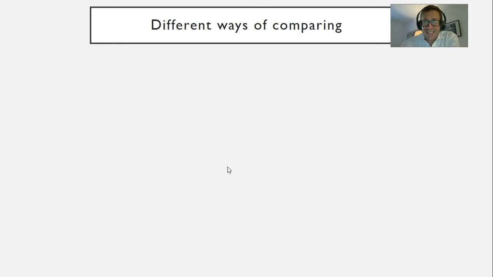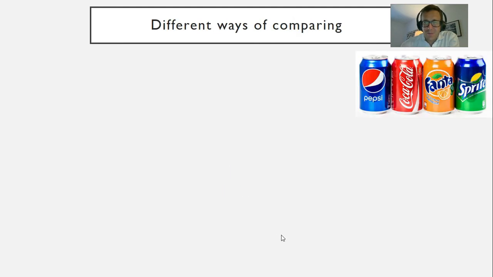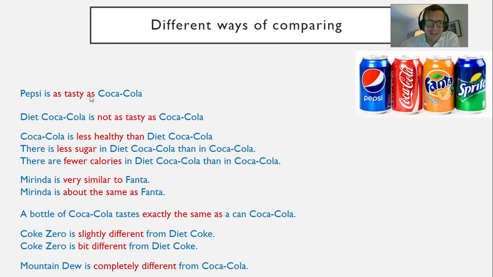Now we have different ways of comparing. For this, I'm going to use soft drinks as an example. Pepsi is as tasty as Coca-Cola. Some people might agree, some people might not. But when we use as, this is a phrase we use for comparing. And here we have some others. Take a quick look and then I will give the meanings.